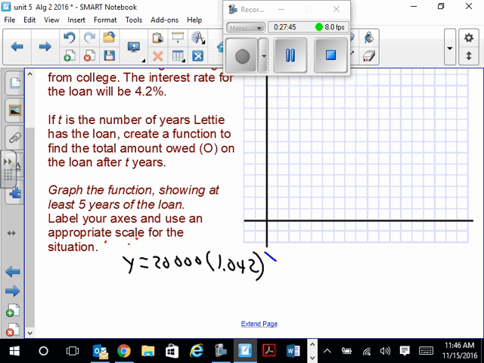Take a look at the formula on the board. Make sure you got that formula. Without that, everything else is broken.